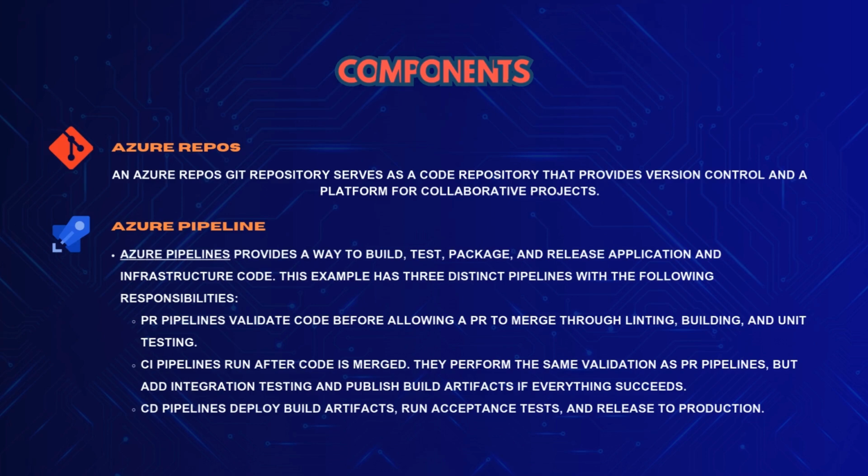This example has three distinct pipelines with the following responsibilities. PR pipelines validate code before allowing a PR to merge through linting, building, and unit testing. CI pipelines run after code is merged. They perform the same validation as PR pipelines, but add integration testing and publish build artifacts if everything succeeds. CD pipelines deploy build artifacts, run acceptance tests, and release to production.